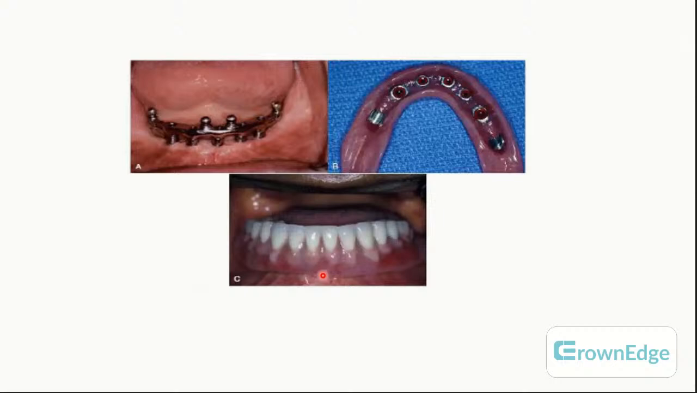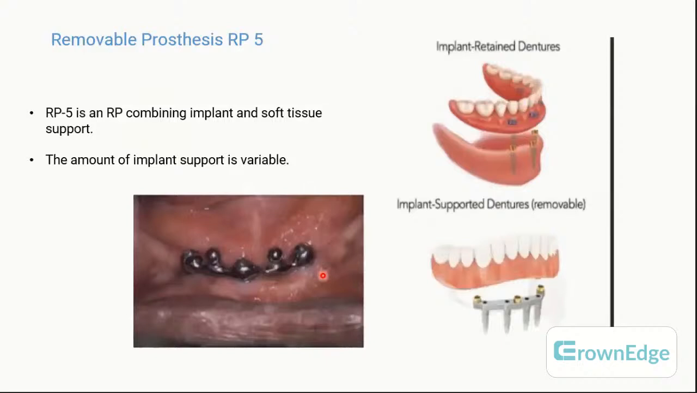This is referred to as an RP4 concept. Okay. Now, don't ever confuse it with the RP5 concept. What an RP5 concept is, is that you are taking the implant support as well as your soft tissue or the mucosa support. So in this case, implants are slightly reduced.